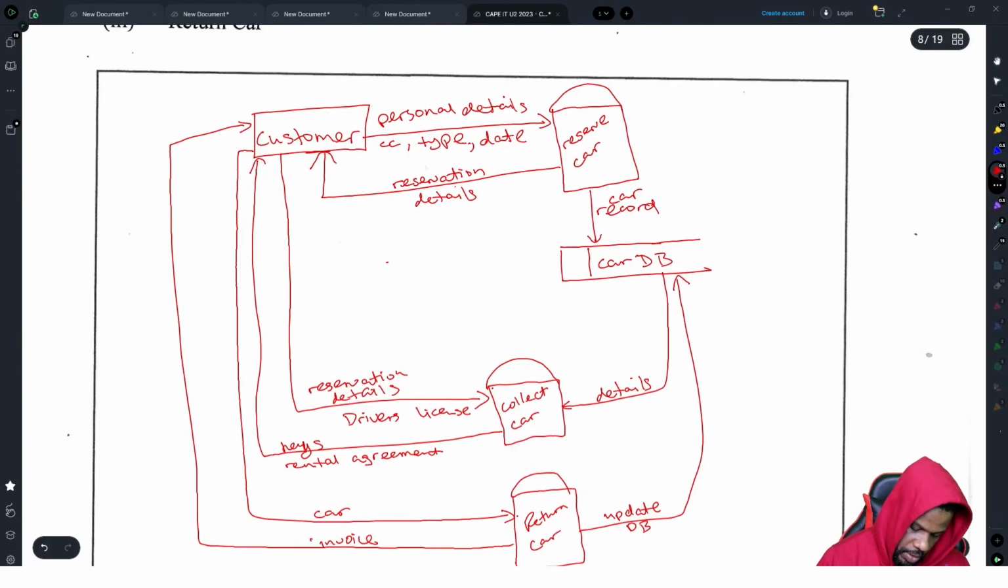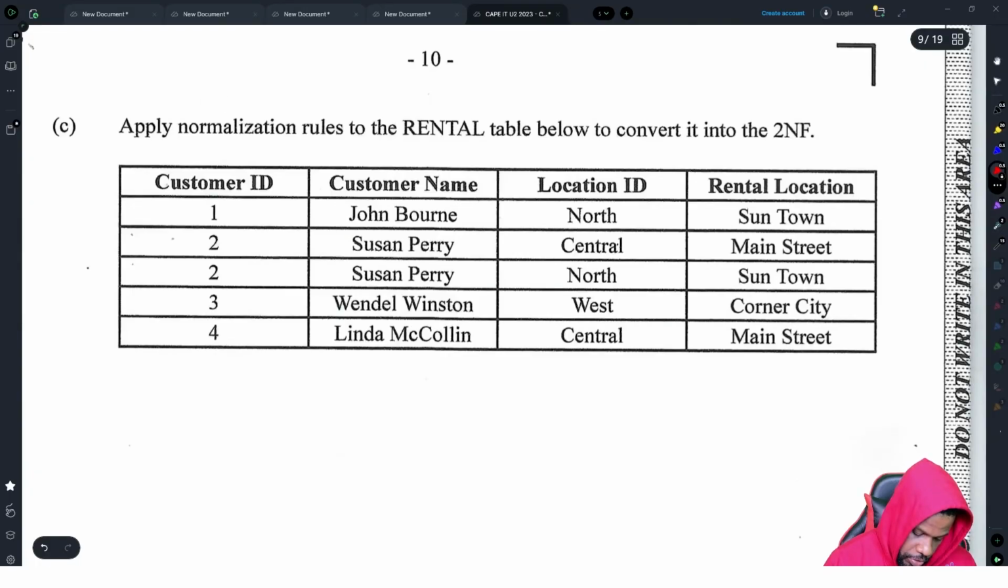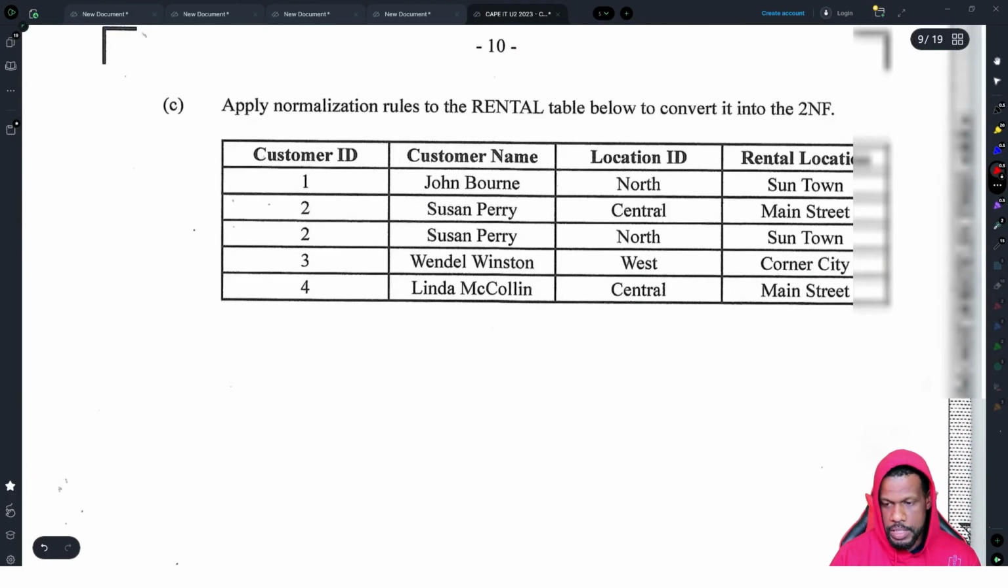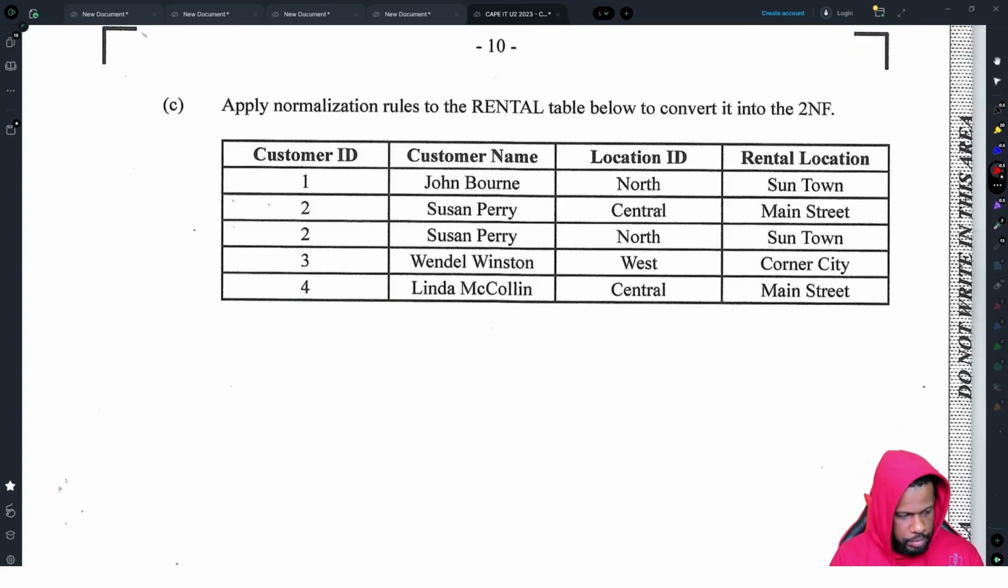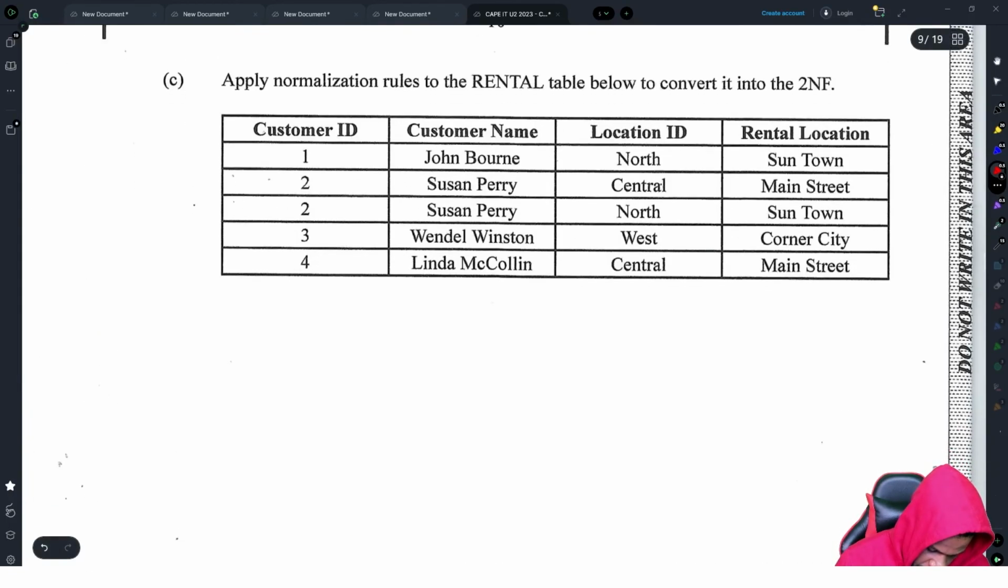1, 2, 3. Well, they gave you the 3 processes, so they're probably giving you marks for 1 for the database, 1 for the customer, 3, 4, 5. Then the rest for all the lines. I'll assume that. Apply normalization rules to the rental table below to convert it to second normal form. Second normal form is to make sure there are dependencies on your primary key only. 3 marks, normalization.